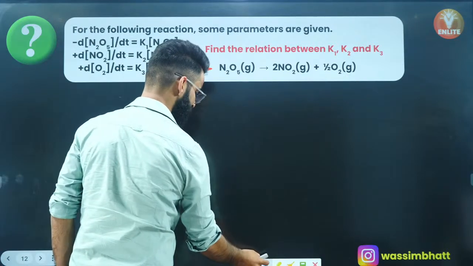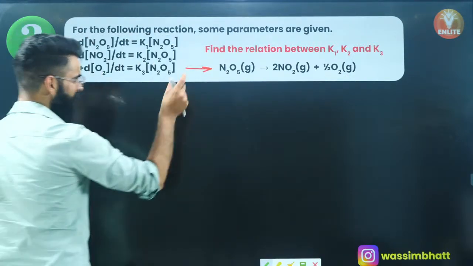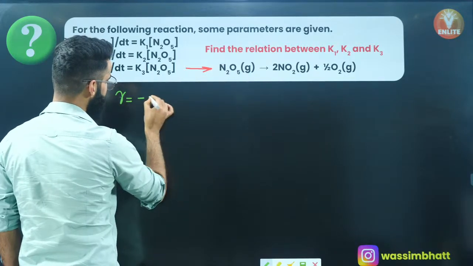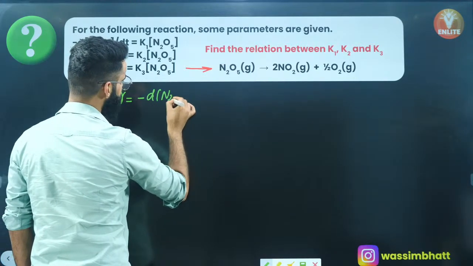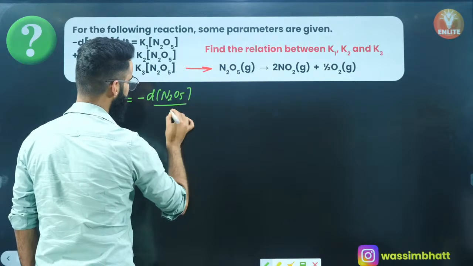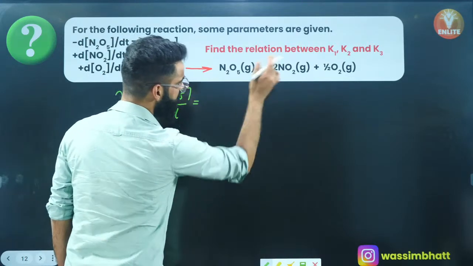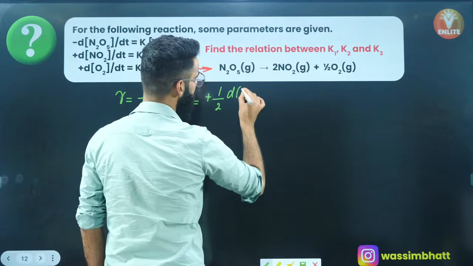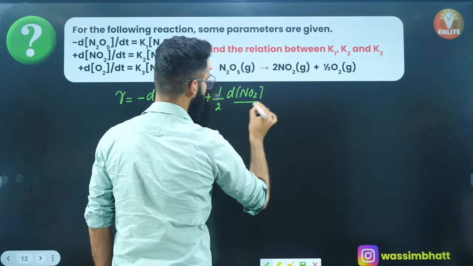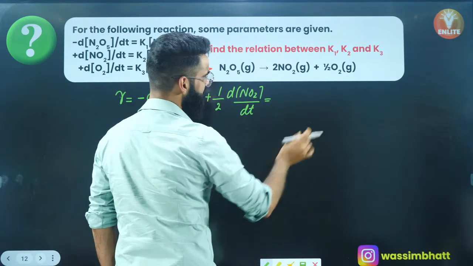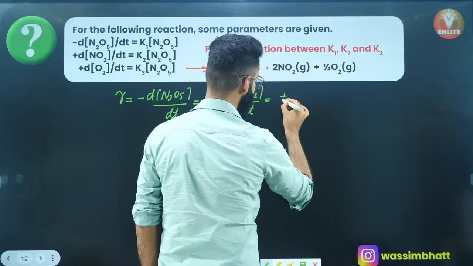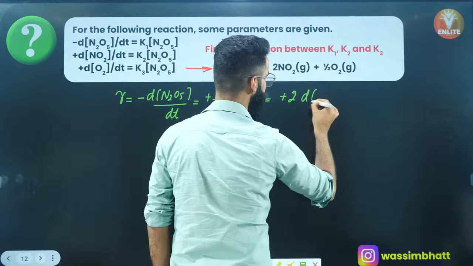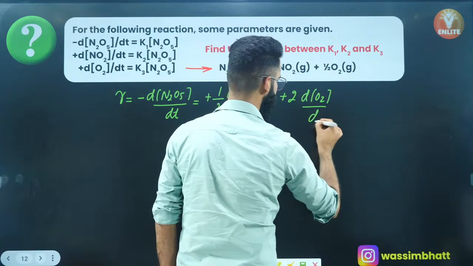Right? We need to get the relation between K1, K2 and K3. First thing, I'll be writing the rate of this particular reaction. With respect to N2O5, I'll start with a minus sign: change in the concentration of N2O5 divided by dt. Similarly, with respect to NO2, I'll start with a plus sign, 1 divided by the stoichiometric coefficient, change in the concentration of NO2 divided by dt, which you can write in terms of O2 as well. You'll start with a plus sign, 1 by stoichiometric coefficient. So 1 by 2 comes out to be 2, change in the concentration of O2 divided by dt, right?